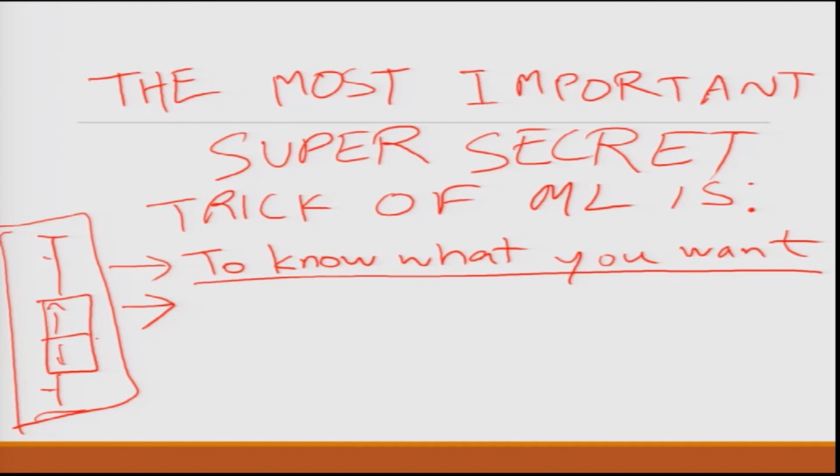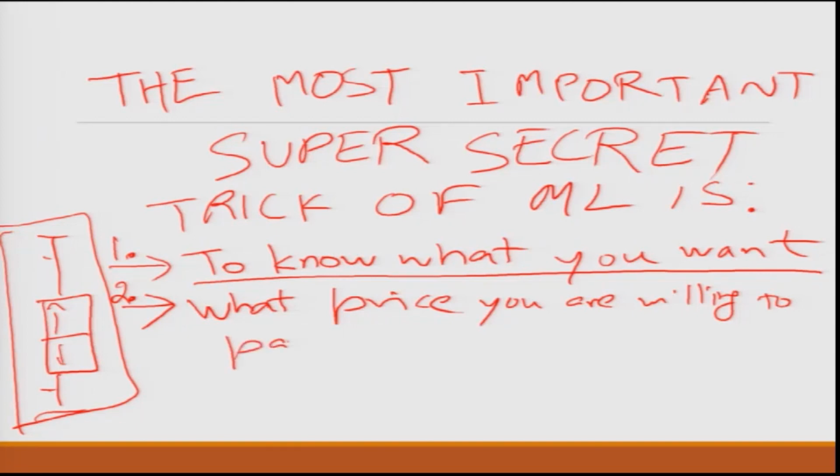The super secret trick has two parts. This was the first part. The second part is: what price you are willing to pay to know better. So, you want to know something. The second question is, what is the price that you want to pay to know that thing better?